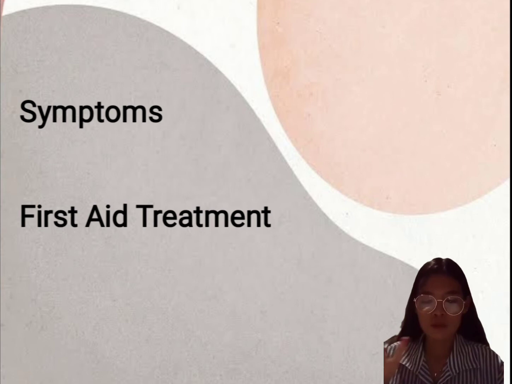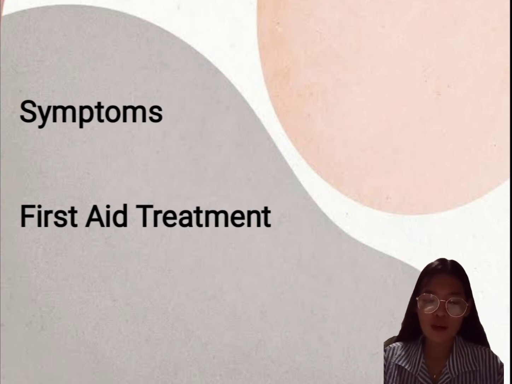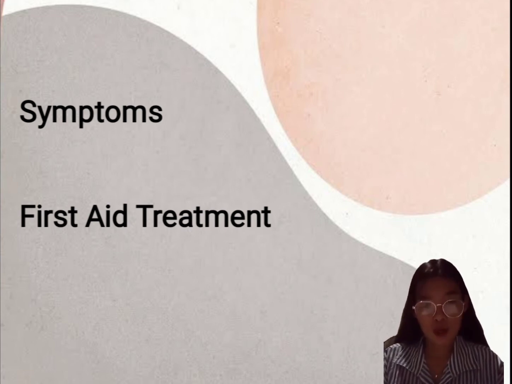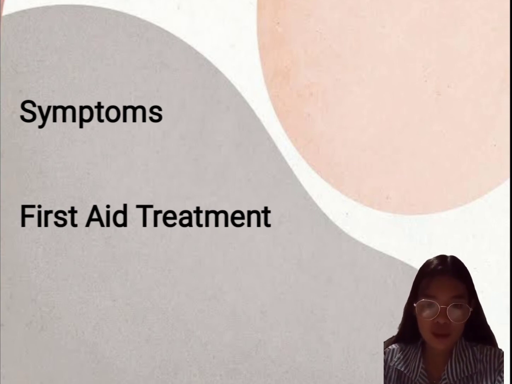Swelling and tenderness. Paralysis or partial paralysis of one or more limbs or parts thereof is by no means always present. Occasionally severe shock. So now let's proceed to the first aid treatment.